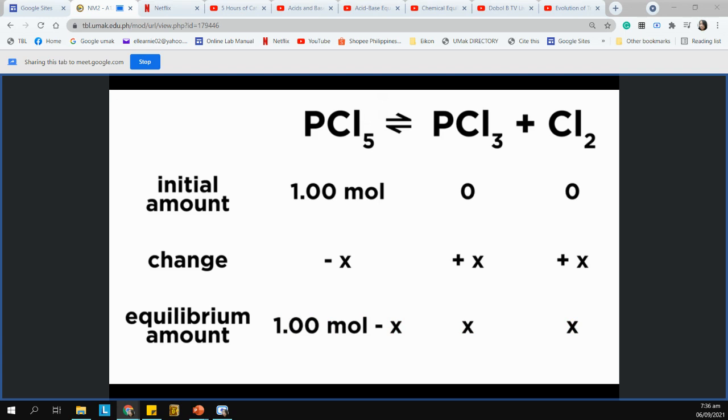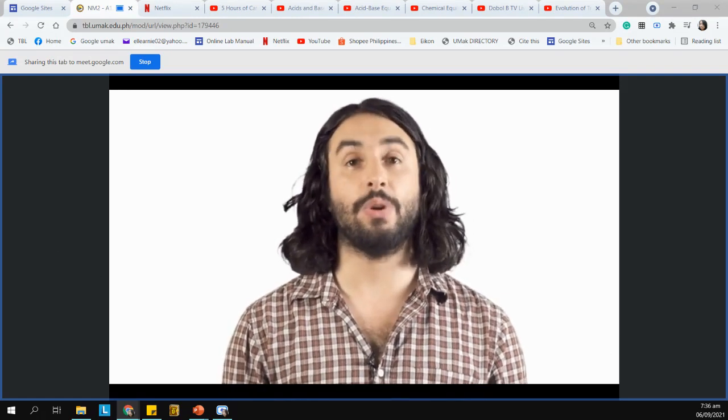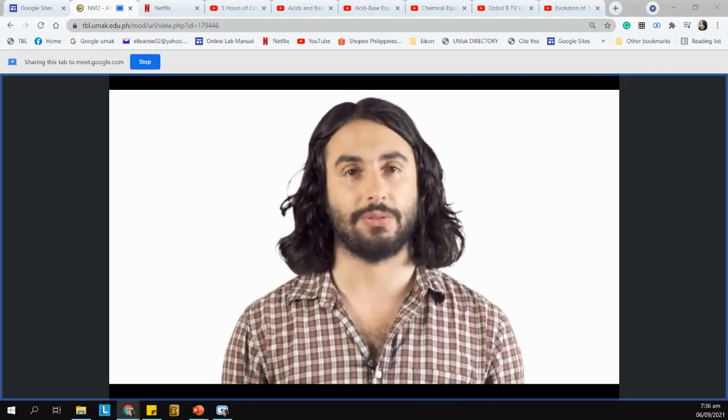We measured the final concentration of PCl3 as 0.135 moles, which here will correspond to X, and we therefore know all the other concentrations by plugging in X. Simple, no? Well, it can get trickier, as we will see. But first, let's learn about equilibrium expressions.